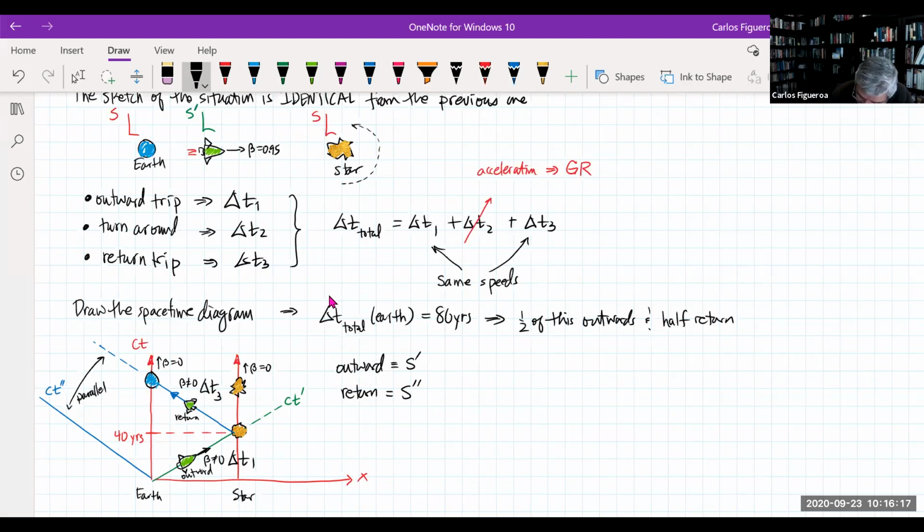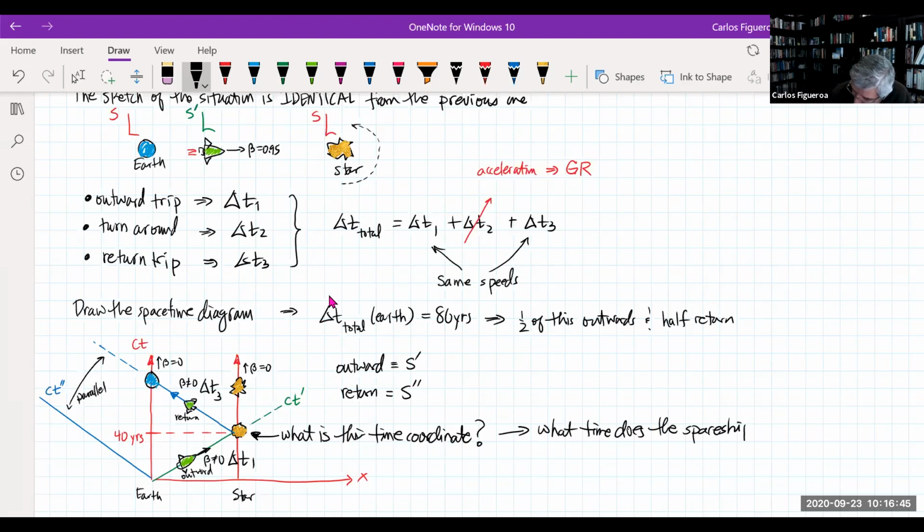So the question is, what is this time coordinate? Okay, what is that time coordinate? In other words, what time does the spaceship captain read?